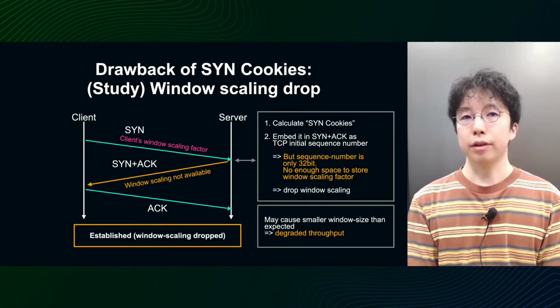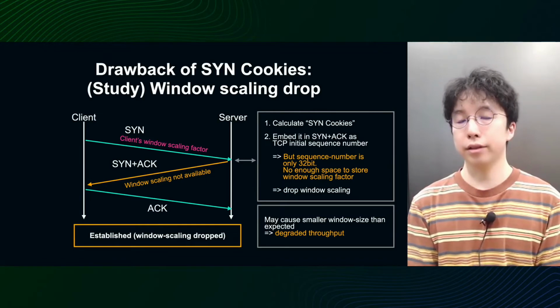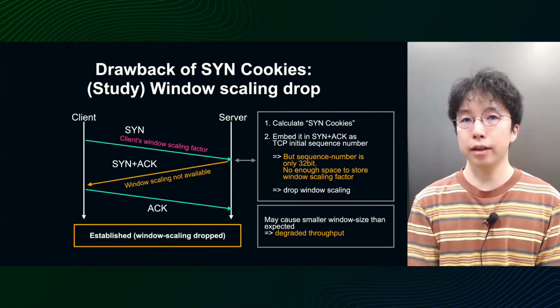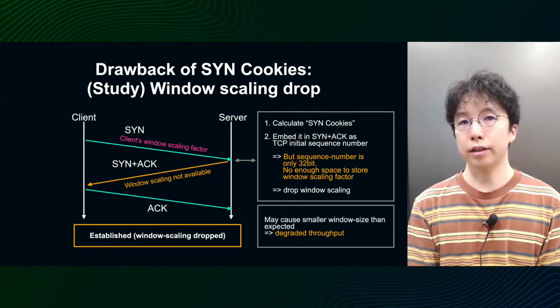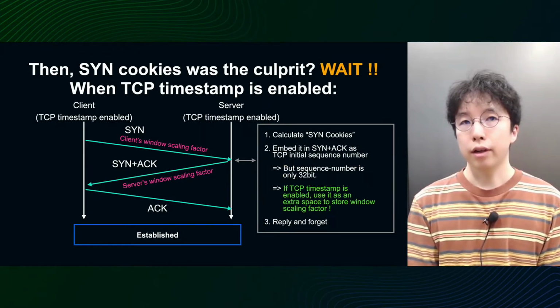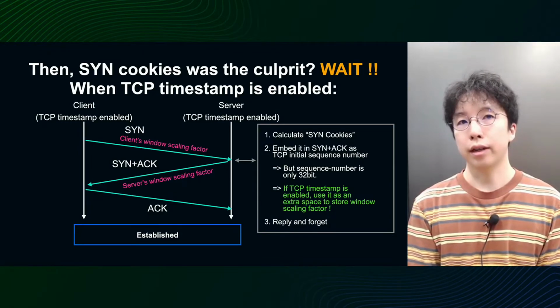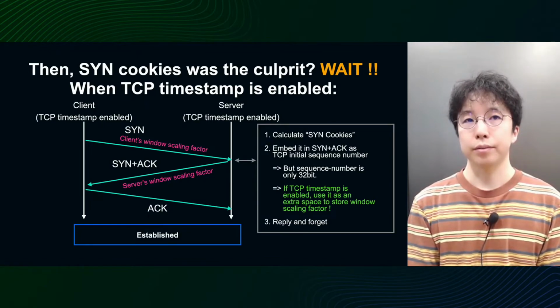As a result, the window size becomes smaller than it would have been if window scaling had been available, which means that less data can be sent at once without waiting for ACK, and the throughput becomes worse. So, is this the cause of the delay in producer requests? Actually, it is too early to conclude.